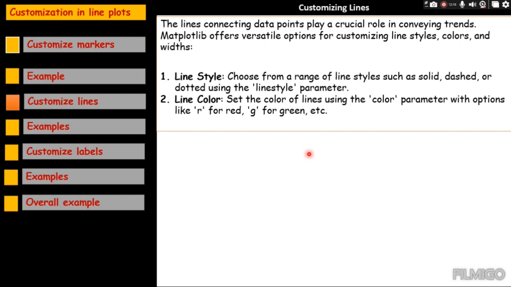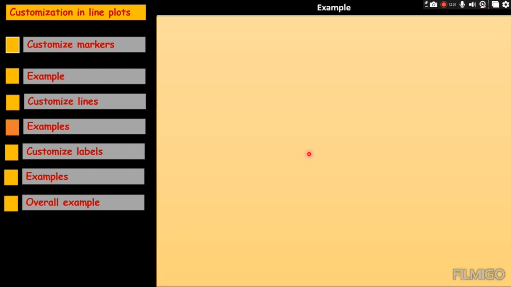Line color: set the color of lines using the color parameter with options like r for red, g for green, etc. Line width: adjust the width of lines using the linewidth parameter. Let's dive into customizing the lines in Matplotlib. We'll use the same example dataset and customize the lines to differentiate them visually.